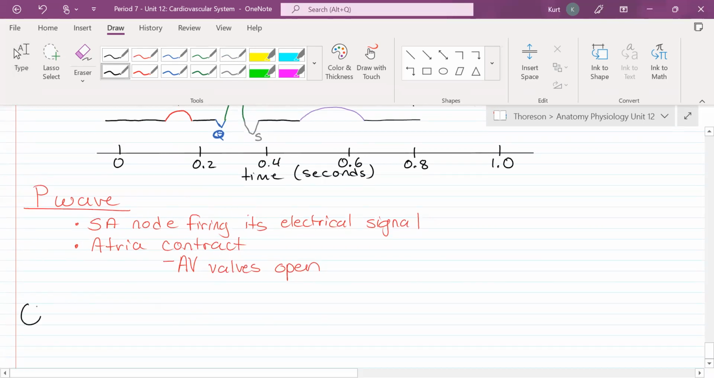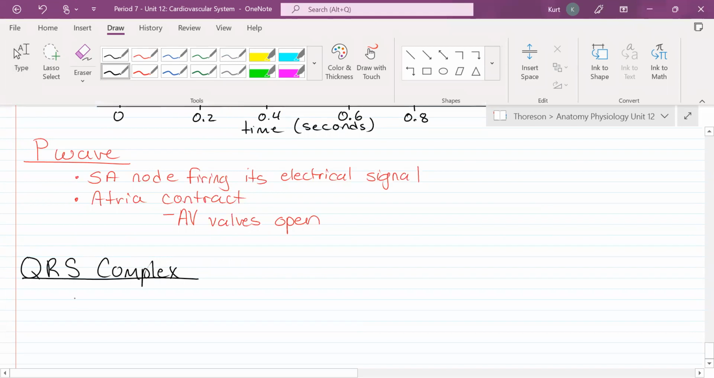We're going to combine Q, R, and S together to form the QRS complex. This is the AV node stimulating the contraction of what? Very good. The contraction of ventricles.